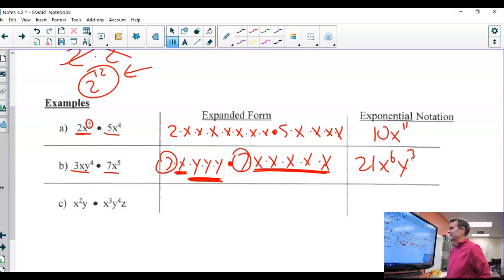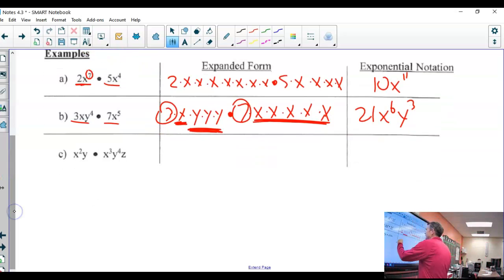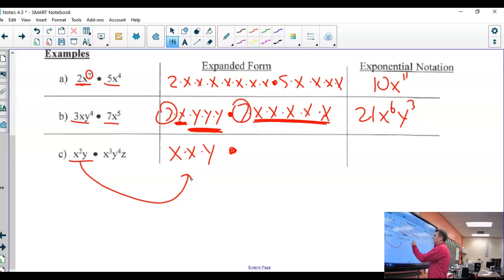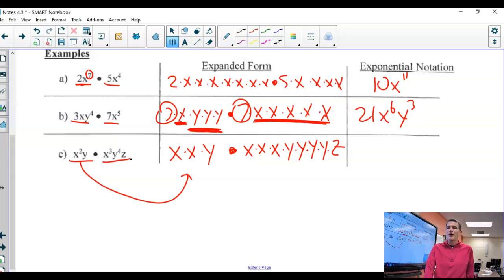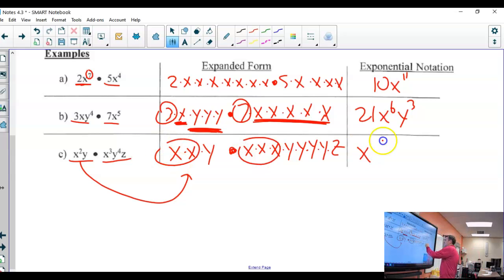Do you have the last one figured out? The last one would be x times y times, right? There's that part. Times x times x times x times y times y times y times y times z. That's what that one means. So what's my final result? Well, there is no coefficient, or the coefficient is 1. But I have 2 x's and that's x to the 5th. I have a y and 4 more y's. That's y to the 5th. And I have a z.